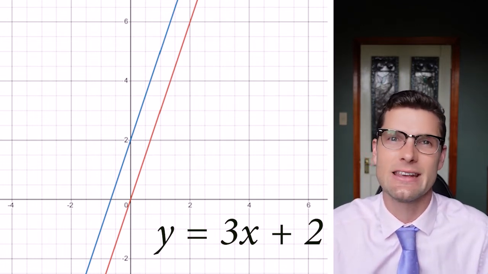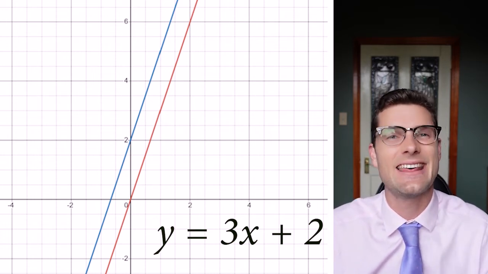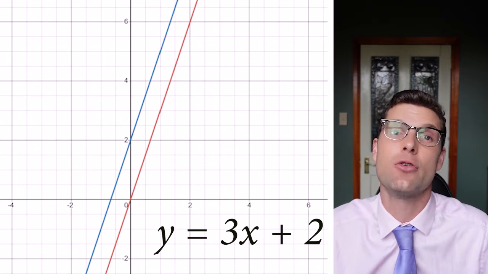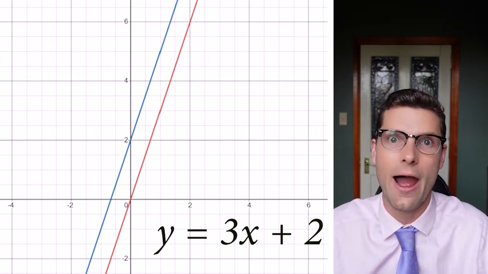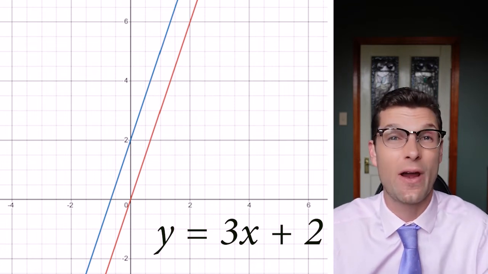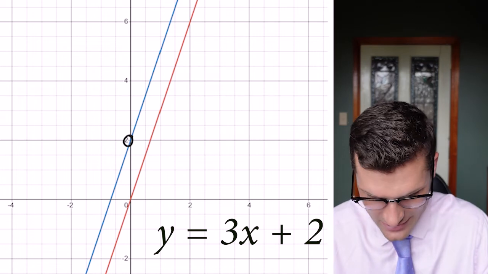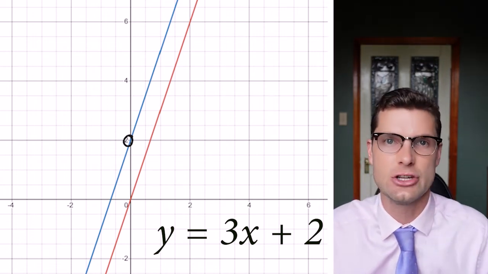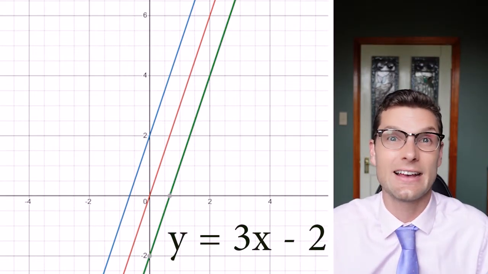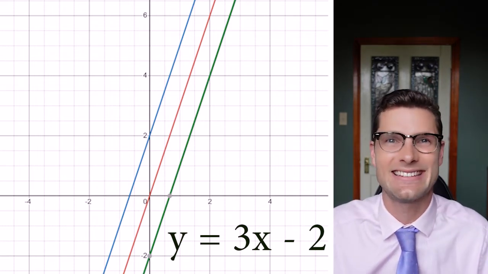The only difference here is the plus 2 at the end of that equation. What that means is that our line crosses through the vertical axis or the y-axis at y is equal to 2. So when x is 0 for this line, y is equal to 2, and we can see that it's elevated 2 positions. Finally, this last line is y is equal to 3x minus 2. Again, the pattern is exactly the same.